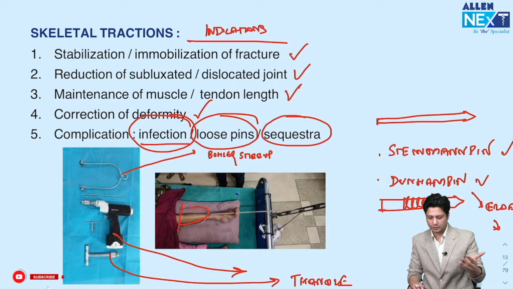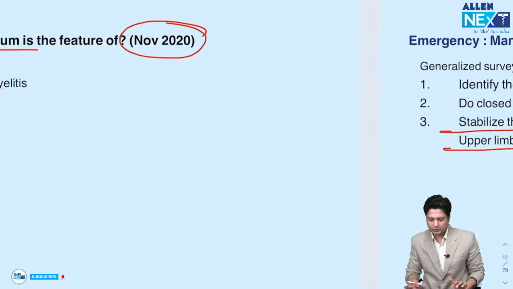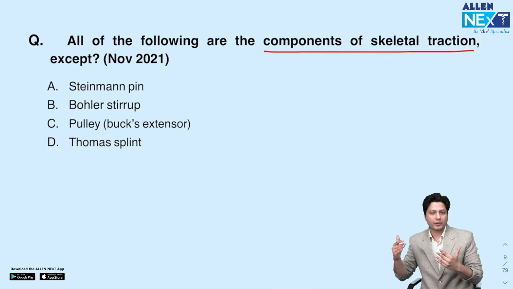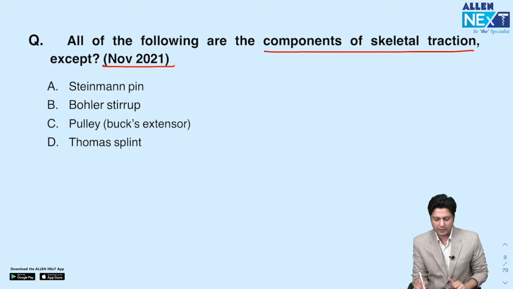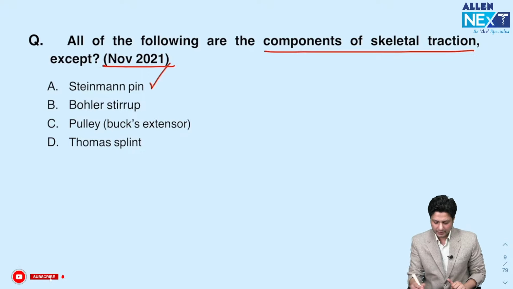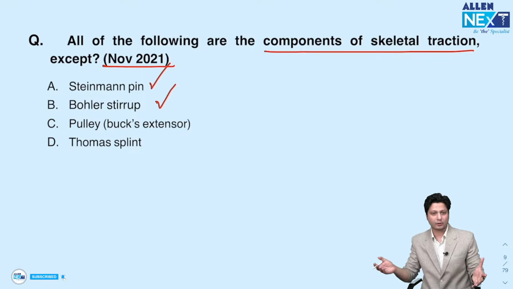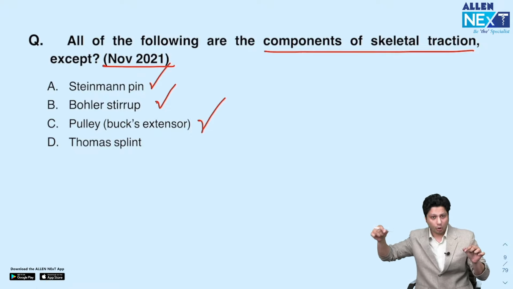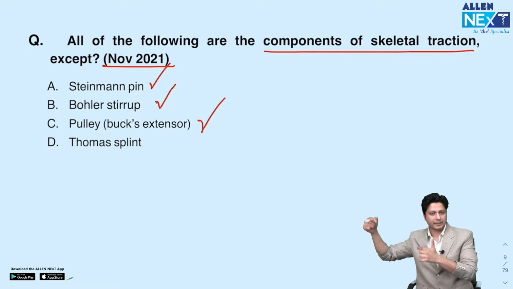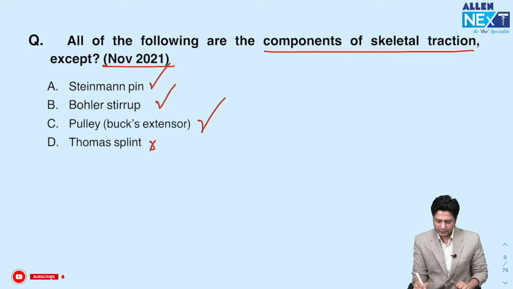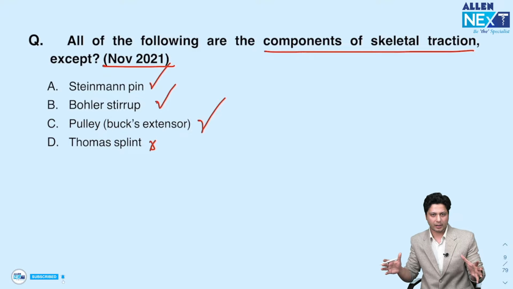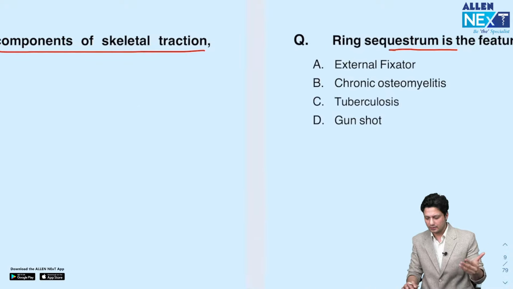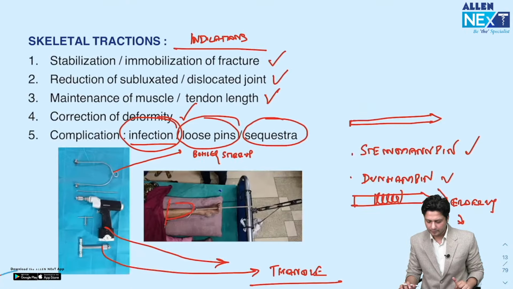So if you go back to the questions which were asked previously: all of the following are the components of a skeletal traction application. The question which was asked in November 2021: Steinmann pin, yes, it is a component. Bowler stirrup, yes, it is a component. Pulley, yes, because the rope has to be attached to a pulley at the end of the bed. But Thomas splint is not directly used for the skeletal traction application. It is just for the mobilization of the entire limb, right? So this was the question asked in 2021 in the November session.